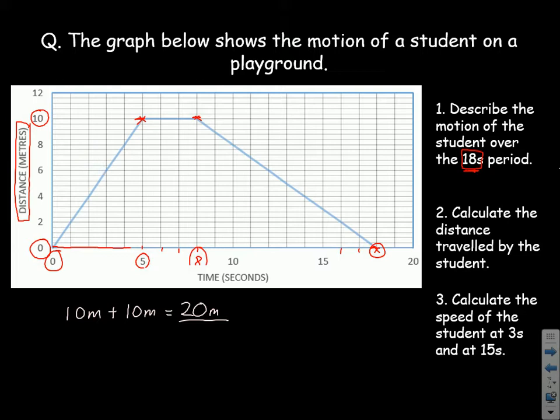Okay, so our third one, calculate the speed of the student at 3 seconds and at 15 seconds. So this is a 2-part question. What do we need to do for this one? Calculate the speed of the student at 3 seconds. So let's find 3 seconds first. We have 1 second, 2 seconds, 3 seconds. So it's at this point here.